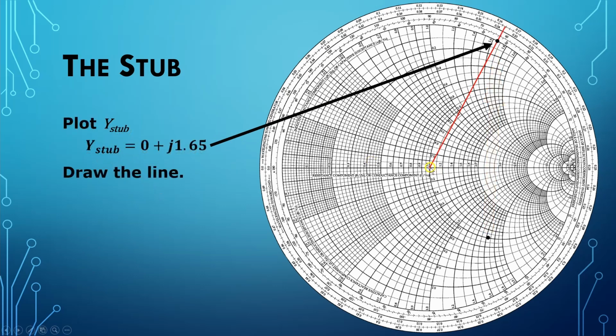The next thing we do is we draw a line from the center here through the stub admittance that we just plotted all the way to the end, right here at the wavelength rings, so that we can locate this admittance in the wavelength realm. Next, we read the wavelengths off of the edge here.